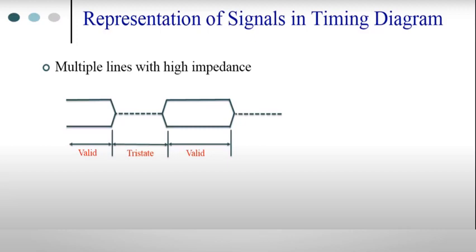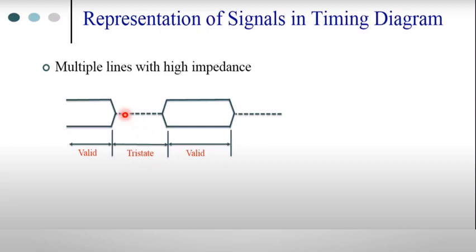Next, we discuss multiple lines with high impedance. This is also a bus signal. The processor completes the execution of the current machine cycle and floats the address, data and control lines. After the microprocessor completes the execution of the current machine cycle, the processor will float the address, data and control lines by means of the high impedance state or tri-state.